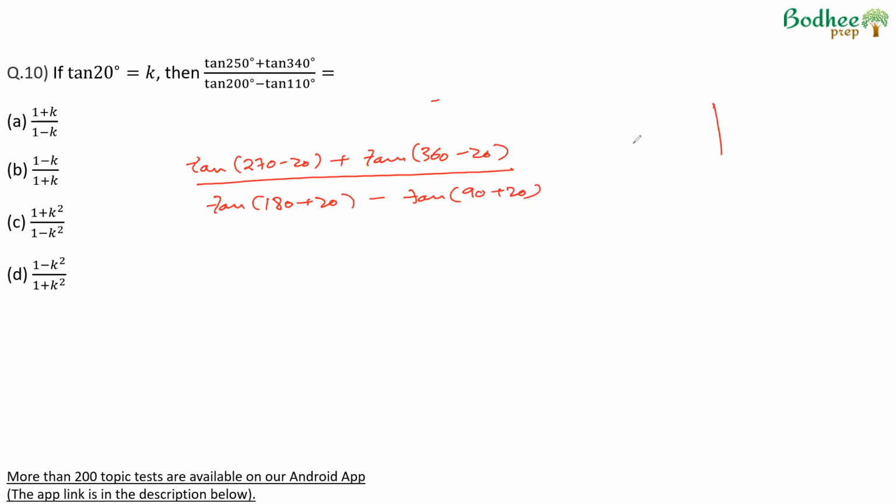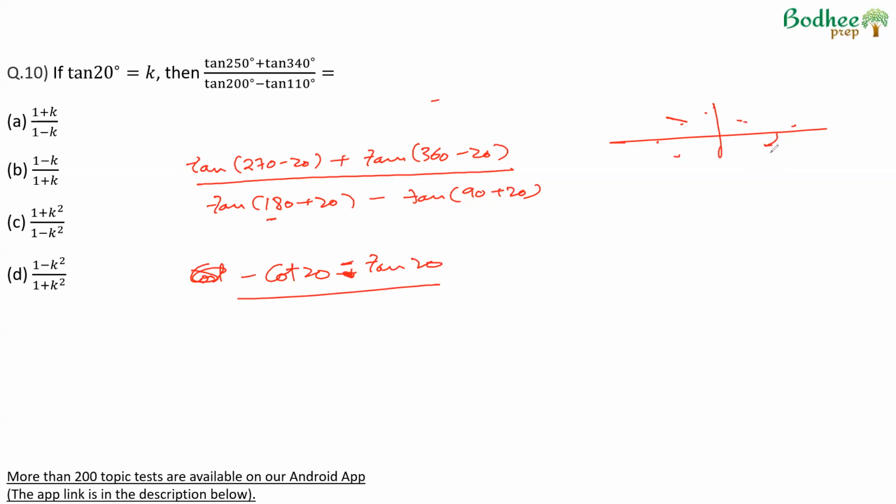Now 270 minus 20, 90, 180, 270 will be in the second quadrant. And since it is an odd multiple of 90, tan will change to cot 20 and negative value. 360 minus 20 is in the fourth quadrant, positive because even multiple of 360, so tan remains tan. Tan 20 becomes the value upon 180 plus 20, again third quadrant, even multiple of 90, so tan remains tan. In the third quadrant it is negative. Here we'll have a negative value.